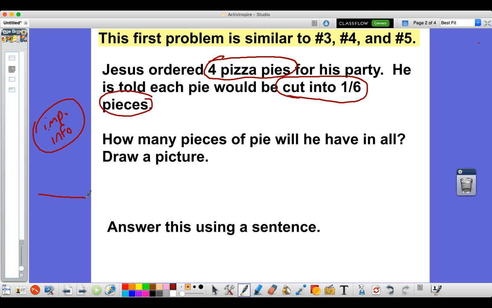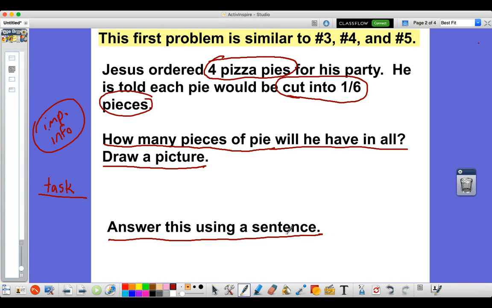Now we're going to underline the question or the task. Underline what we need to do. And so here, how many pieces of pie will he have in all? That is the question. We're also asked to draw a picture, and we're also asked to answer with a sentence. So we have 3 tasks to do, and now here we are. First task I'm going to do is draw a picture.